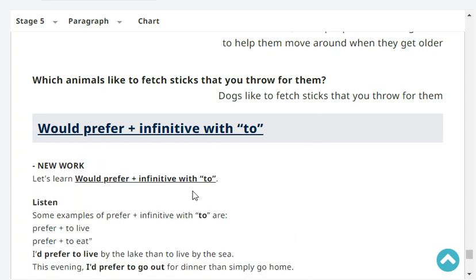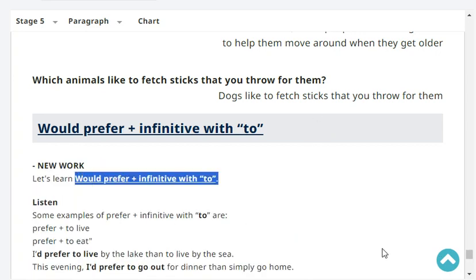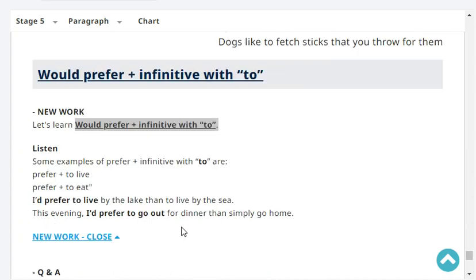Okay, so let's learn about would prefer plus infinitive with to. Okay, the construction, the words would prefer plus infinitive, the base form of the verb with the word to. Okay, listen. Some examples of the construction prefer plus infinitive with to are prefer to live, prefer to eat, prefer to drink, prefer to walk.